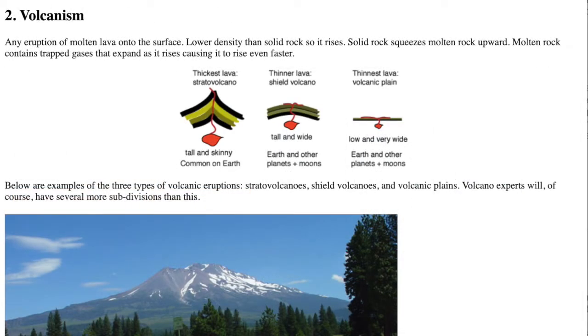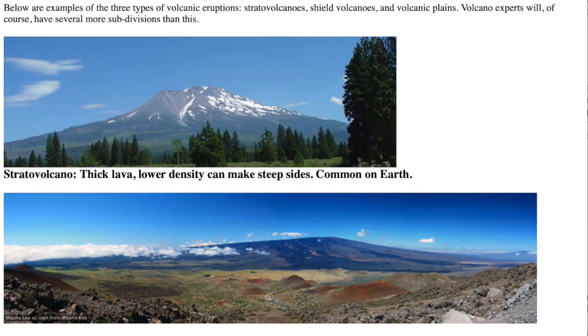Volcanism is any eruption of molten lava onto the surface. The molten rock has a lower density than solid rock, so it rises. Also, the pressure from the surrounding solid rock squeezes the molten rock upward. Molten rock contains trapped gases that expand as it rises, causing it to rise even faster. The structures that result from erupting lava depend on the thickness and density of the lava. I'm going to group the various types of volcanic eruptions into three basic groups.